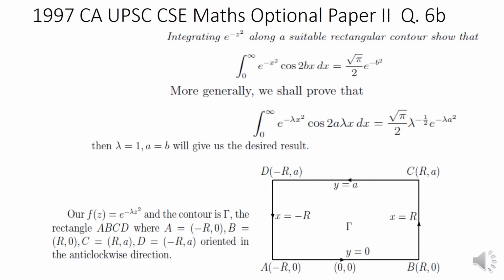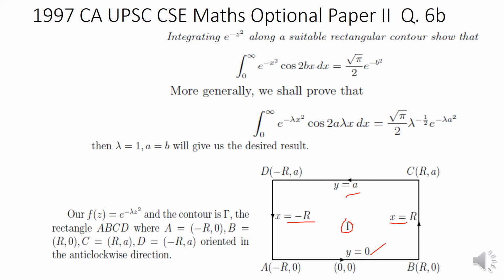The contour is a rectangle given, so we will take this contour A, B, C, D, where x is from minus R to R and y is from 0 to a. Here the integral is from 0 to infinity, and we have to take a suitable contour, so we are taking this: y is equal to 0 here, y is equal to a, x is equal to R, x is equal to minus R, denoted by tau.